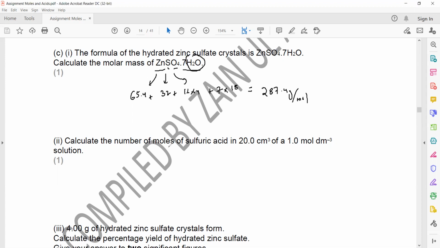Calculate the number of moles of sulfuric acid in 20 cm cube of 1 mole solution. So how will we work it out? We have the volume, so moles equals concentration times volume. The concentration is 1 and the volume is 20 divided by 1000. It will be 0.02. These are the moles of sulfuric acid.